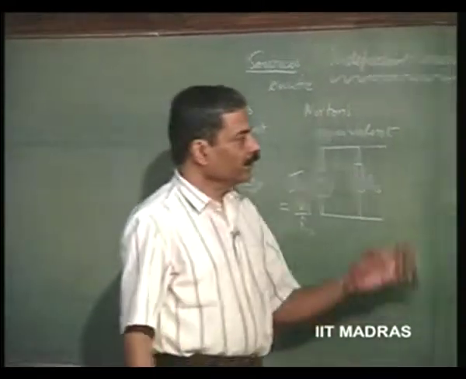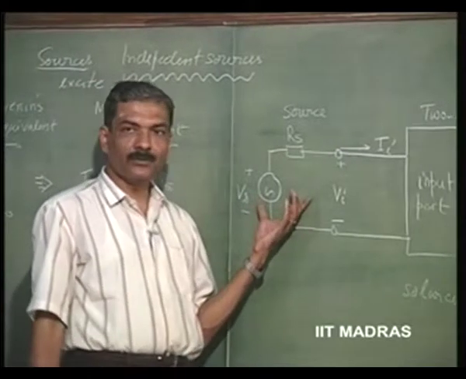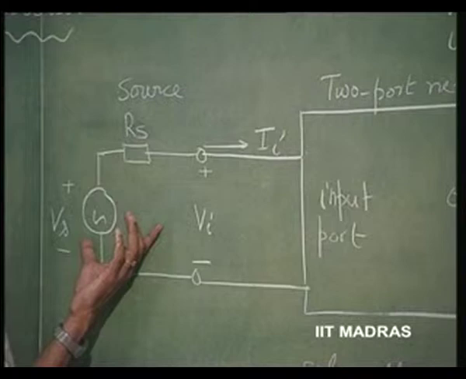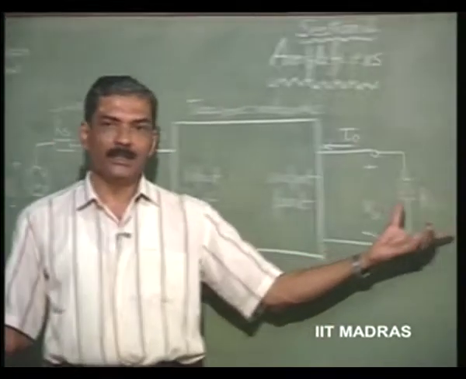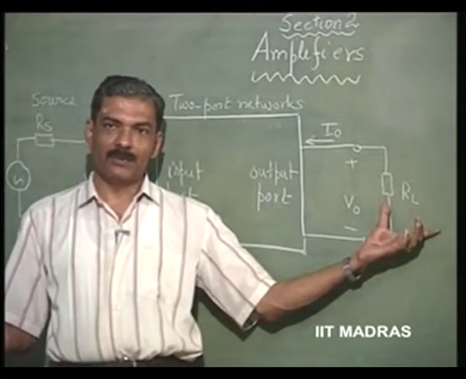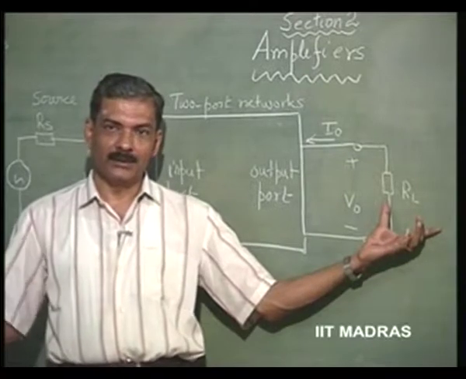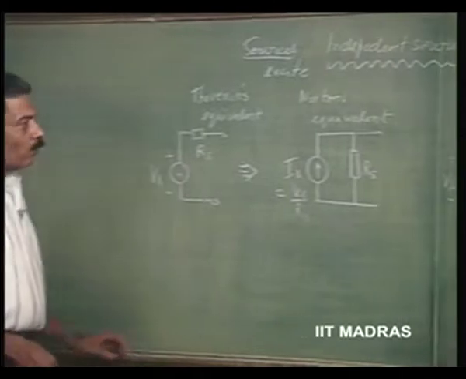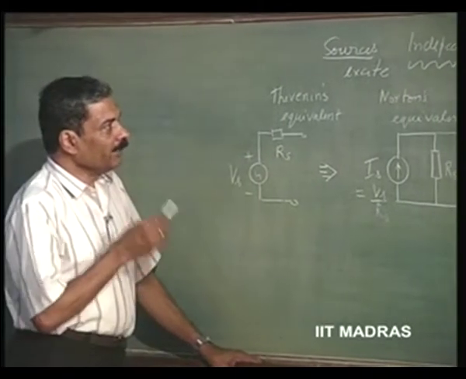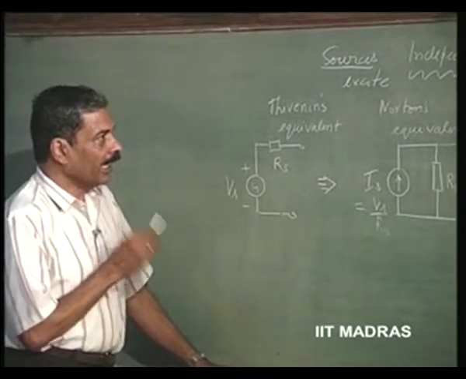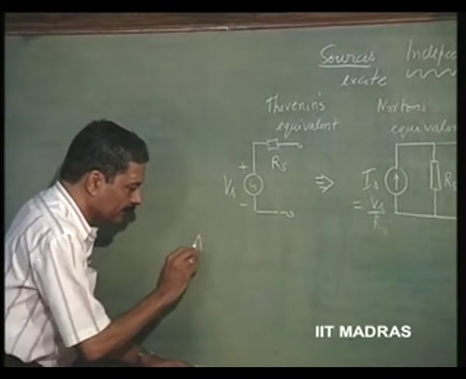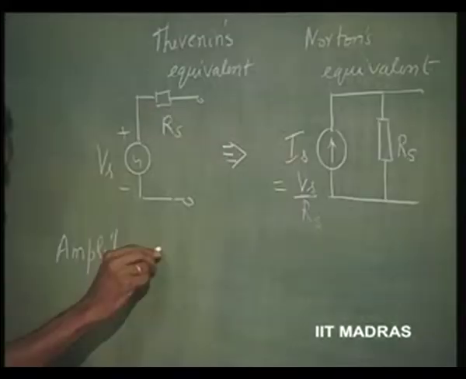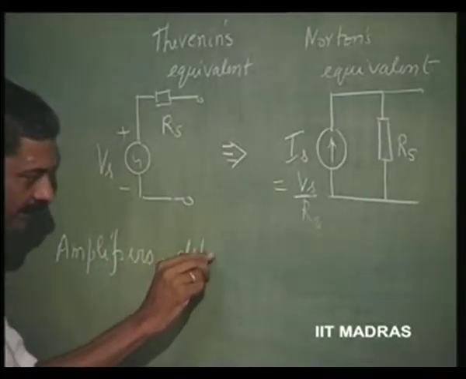This could be, let us say, a microphone which will convert the sound signal into an electrical signal, or this could be a speaker which will convert the electrical signal into a sound signal. So, we have independent sources, and the amplifiers are now called dependent sources.